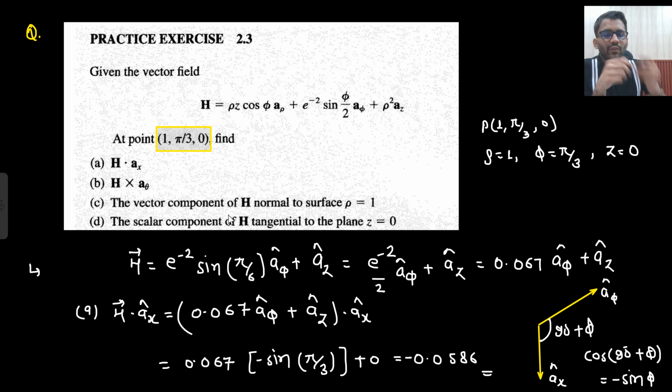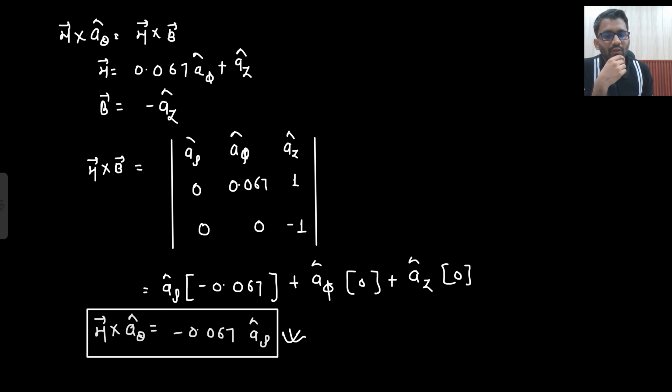The vector component of h normal to the surface rho equals 1. What will be the normal to the surface rho equals 1? What will be the normal of that particular surface? Normal component, a rho cap, right? You have seen the previous lectures. Rho equals 1, normal component will be a rho cap.